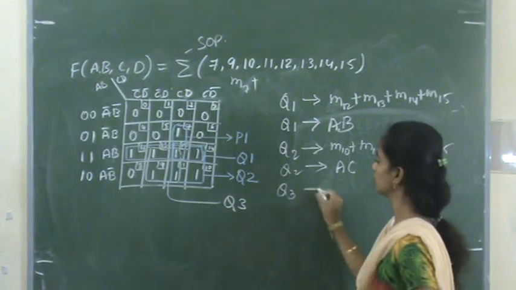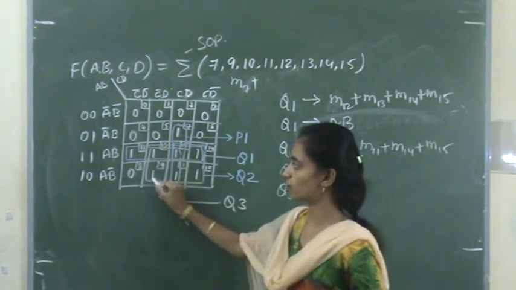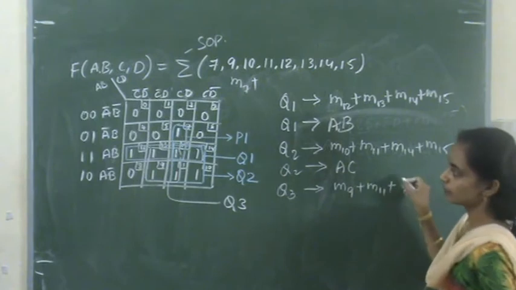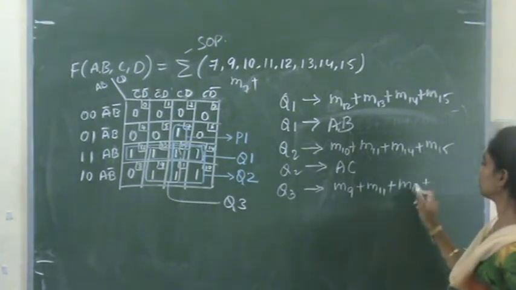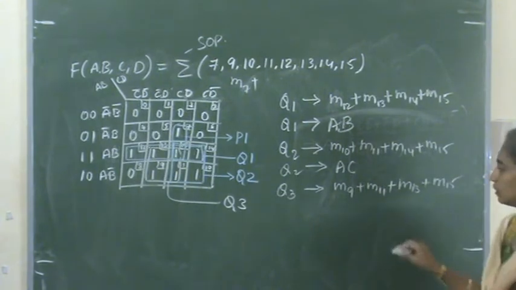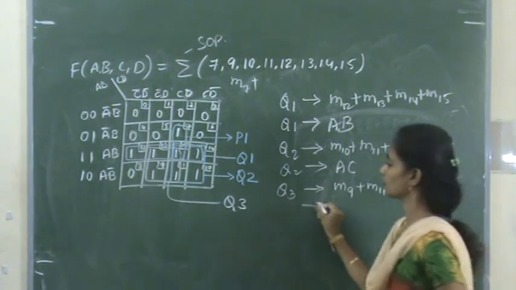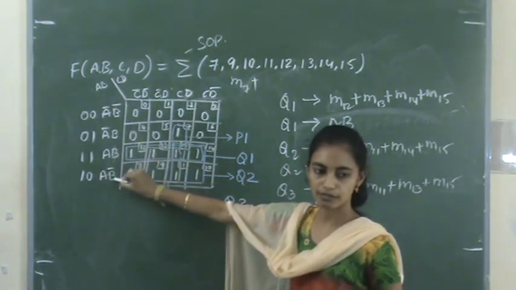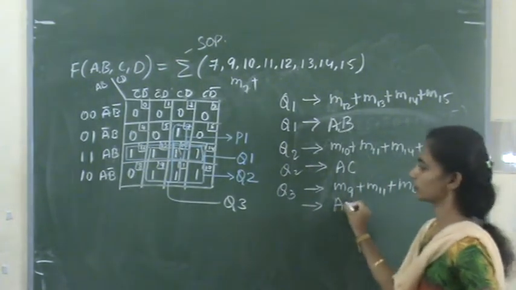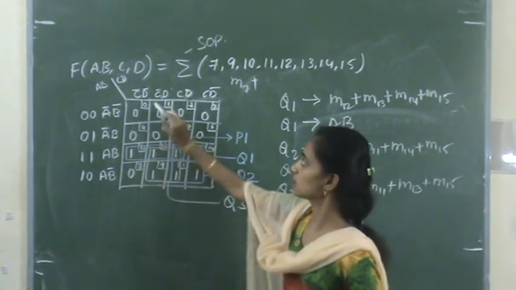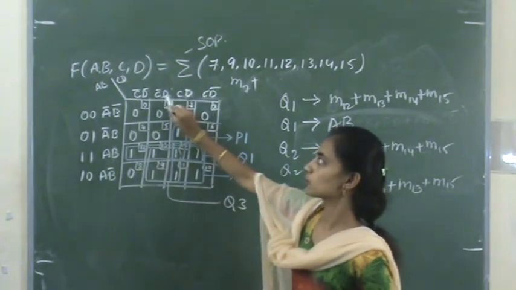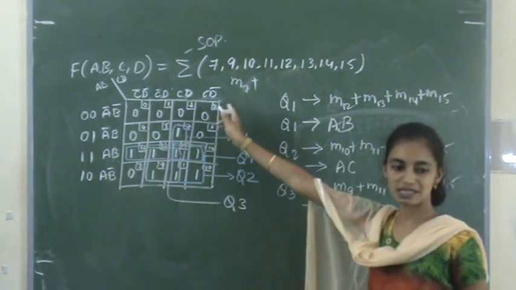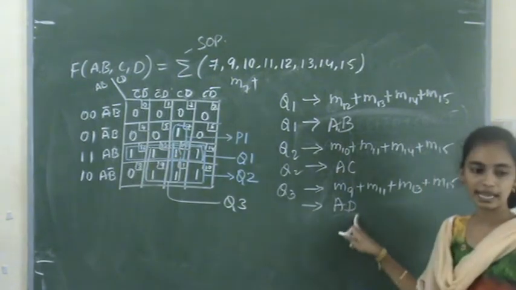Next we have quad 3. Quad 3 is these four ones, right? M9 plus M11 plus M13 plus M15. Here also A is a common factor, so I am writing A. For these four ones, with C bar D and C D, D is a common factor, so I am writing D. We know that C bar plus C becomes 1. So this is the final expression.